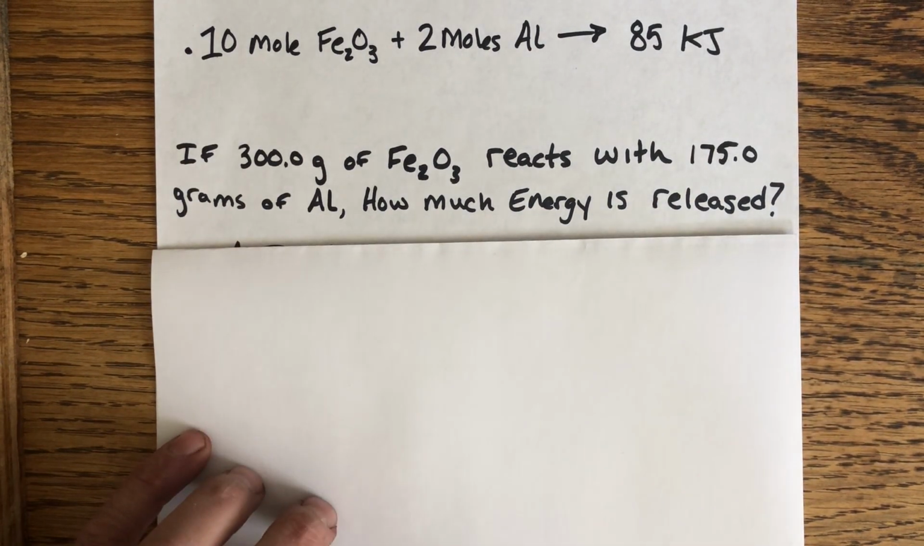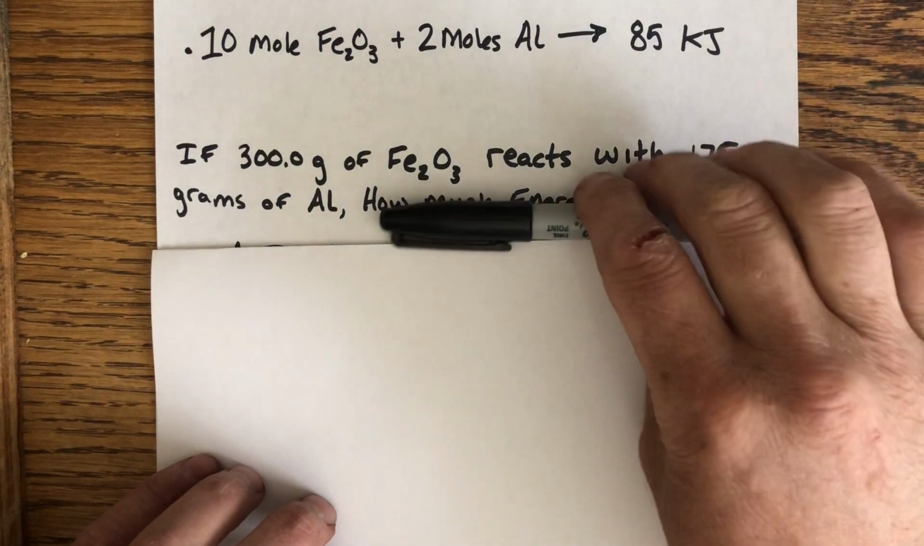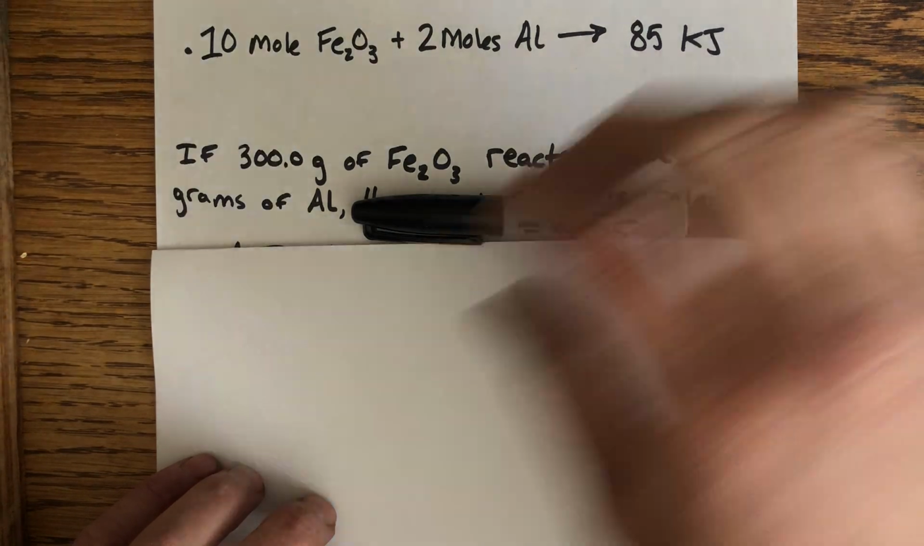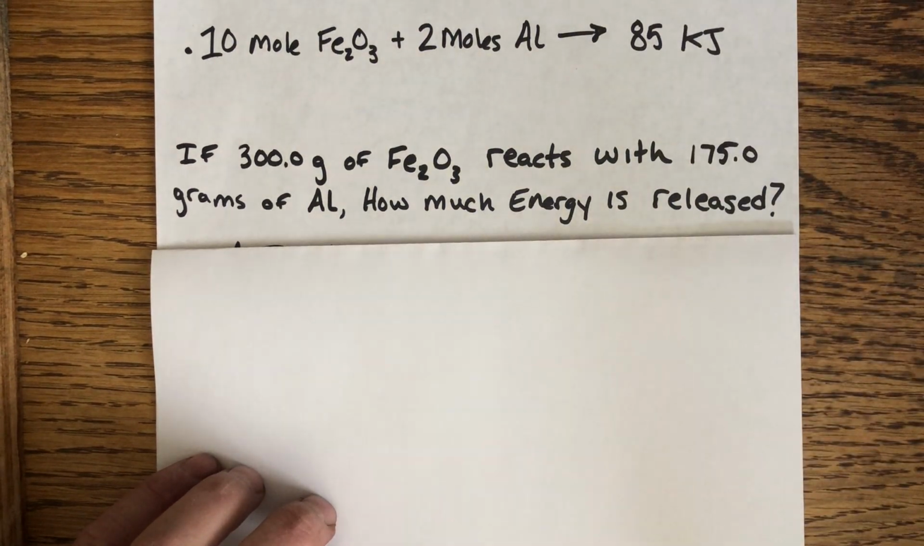This is a pretty normal type of question that you'll see. If 300 grams of iron oxide react with 175 grams of aluminum, how much energy is released? This question would probably look more familiar to you if instead of asking how much energy was released, it said something like how much iron is produced or something like that.